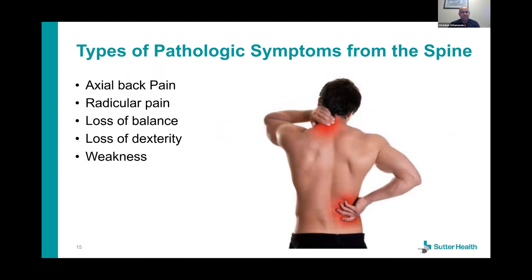So when you see here, these are the types of pathologic symptoms that people may come in and explain that they have. They could have back pain, and axial back pain describes pain just in the midline of the spine. Radicular pain is pain that radiates to the arms or down towards the feet. It also can radiate, if it's in the thoracic spine, around the ribs and to the chest wall. Loss of balance is the myelopathic symptoms that we were speaking about when the actual spinal cord is compressed in the cervical or thoracic spine. Loss of dexterity can occur from that same reason, and weakness can occur from any of the causes that we discussed before.